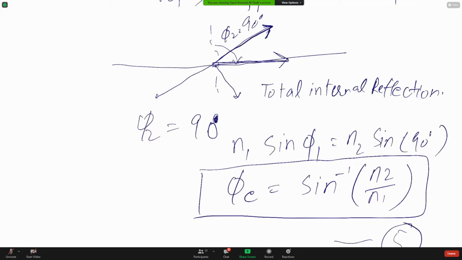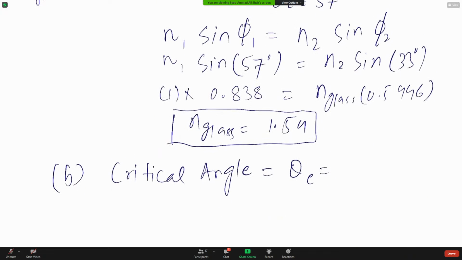So would it just be 40.5 degrees? Exactly. Very nice. So sine inverse of n1 over n2.